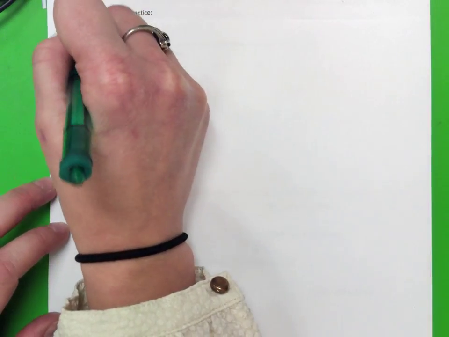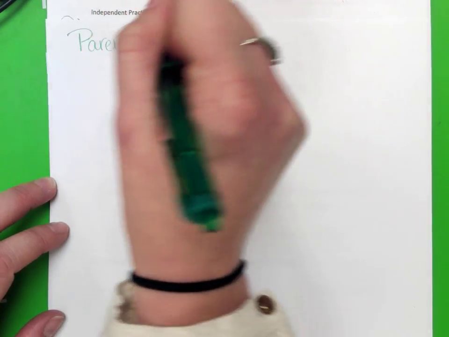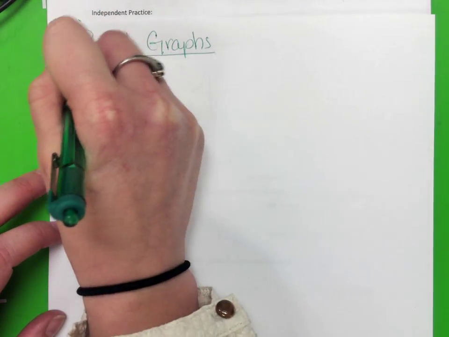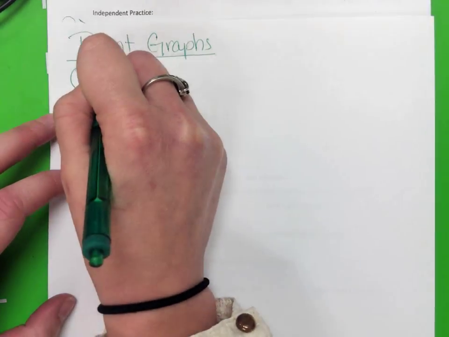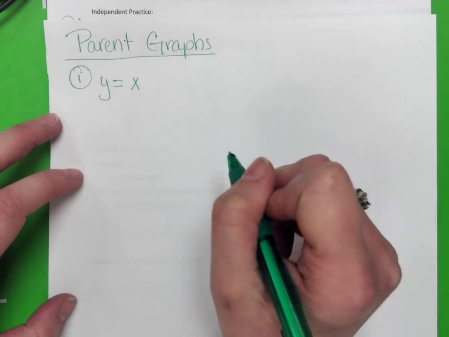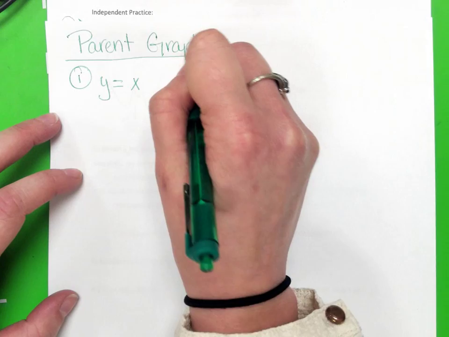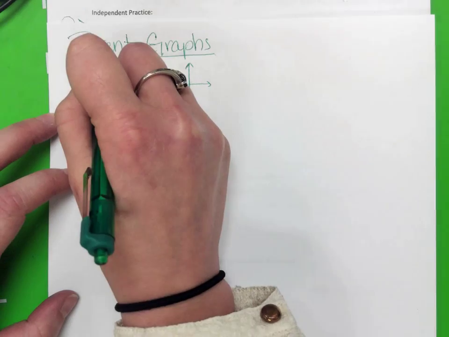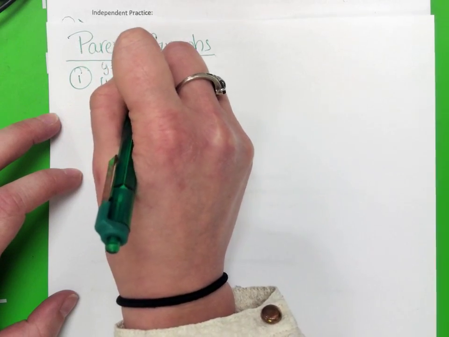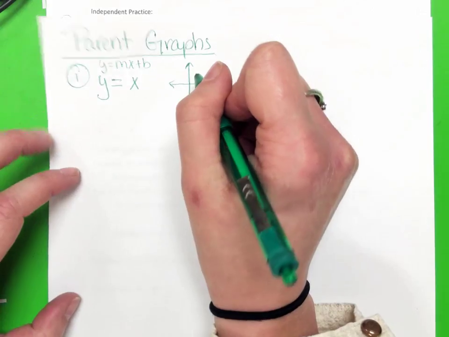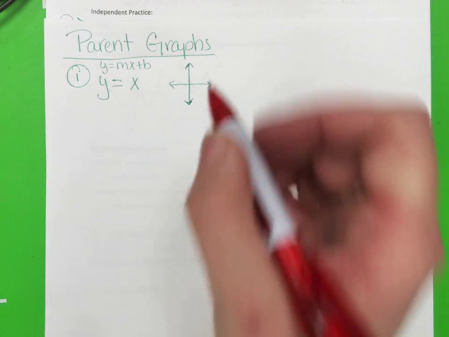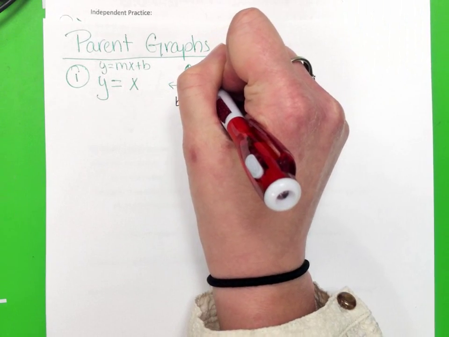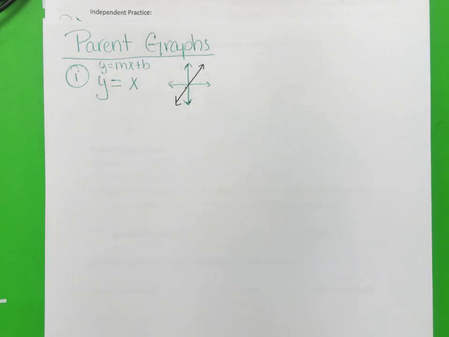So here we go. We need to list our parent graphs because you have to know these. Alright, so here's the first one. The first one you ever learned since middle school should have been y equals x. And you ask yourself, what does that look like? Well, do you remember that formula, y equals mx plus b? It's the same thing. And it goes through the origin. So you have a straight line that goes through the origin, just like that. That's what the graph looks like.